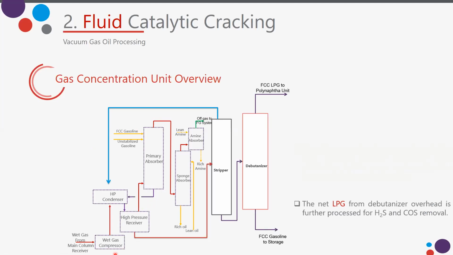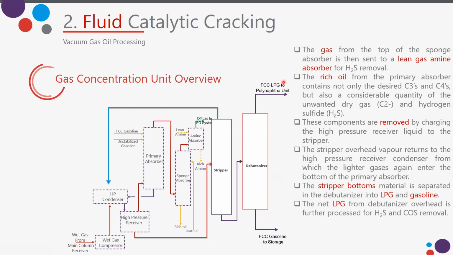And here we have our debutanizer. The overhead product will be the polynaphtha feed, the C3, C4 stream, and here we will have our gasoline. Here this LPG, before going to the polynaphtha unit, is processed for H2S and COS removal. It's a caustic wash and some amine treatment in the unit.